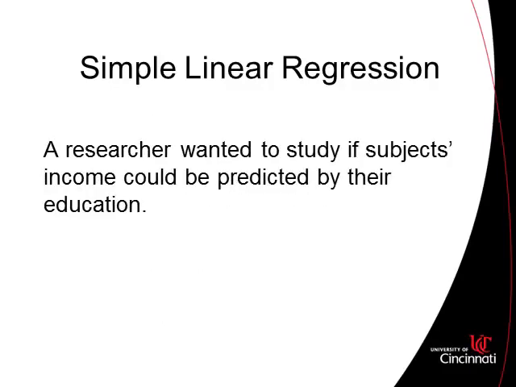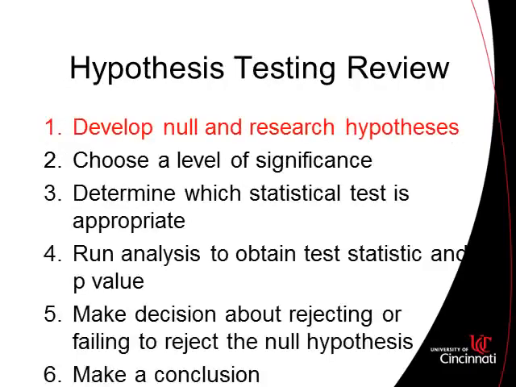Let's say that a researcher wanted to study whether subjects' income could be predicted by their years of education. So in this, you'd know that first you want to see, are the two things related? Are income and years of education correlated? And if they are correlated, then we want to take it a step further and do a regression and see if education could actually be used to predict income. And so we know it's regression because of that prediction component.